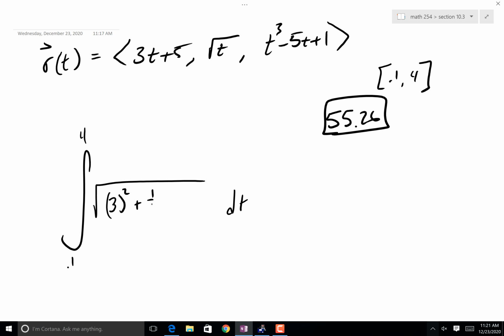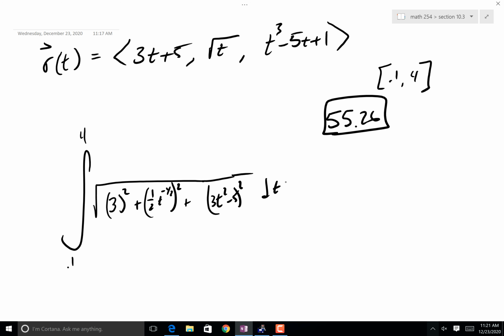3 1/2 t to the minus 1/2 squared plus, and then it's going to be 3t squared minus 5 squared dt. Now, is that a bugger to integrate? You better believe it. It's a bugger to integrate. That's why it took the calculator a long time to do it.